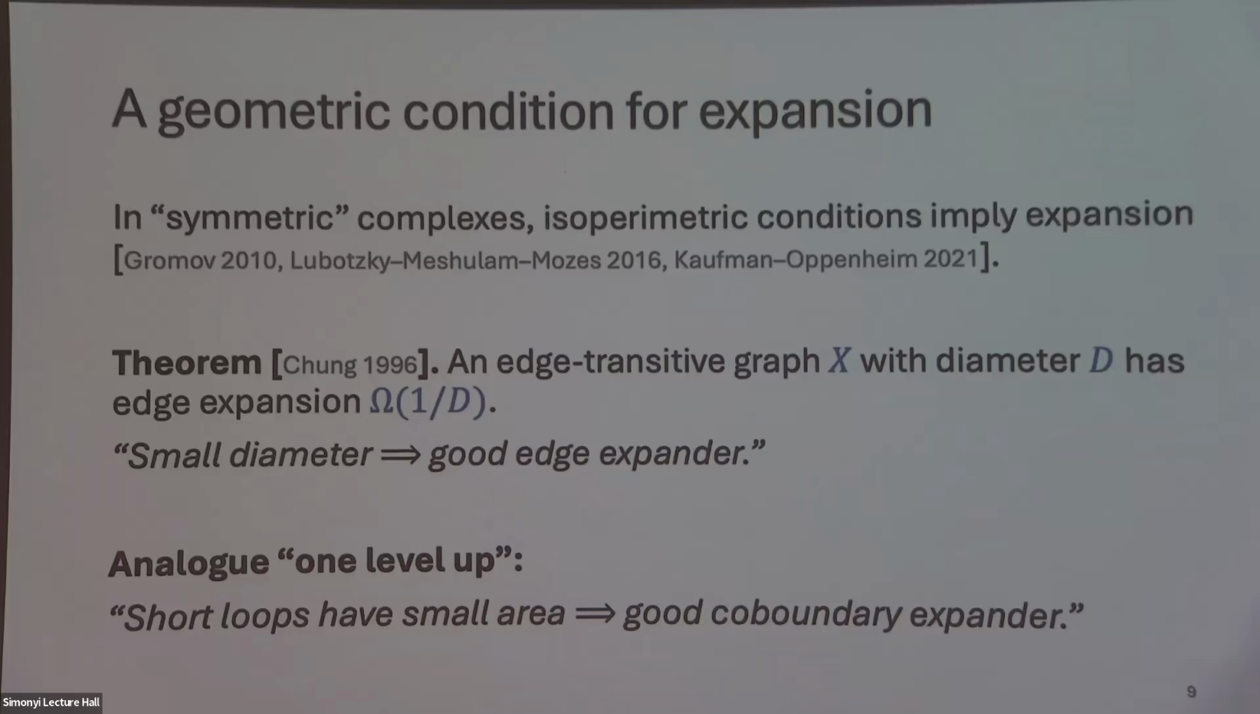Sure. What do you mean by edge transitive graph? Oh, like there is a group of automorphisms of the graph that sends every edge to every other edge. Maybe it's okay if it's partite. If I pick any two edges, there's an automorphism of the graph that sends my first edge to my second edge.